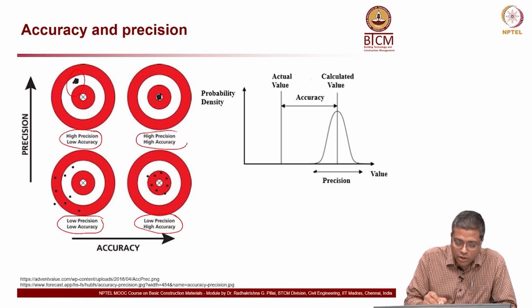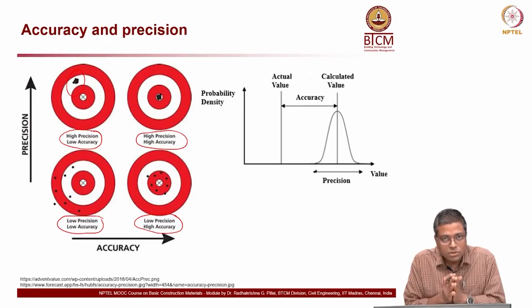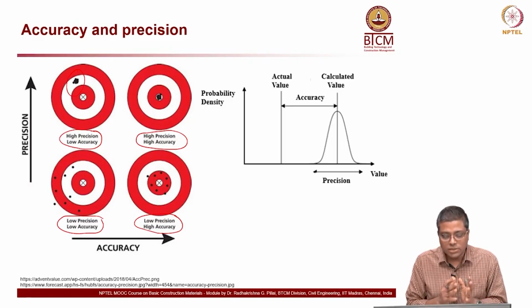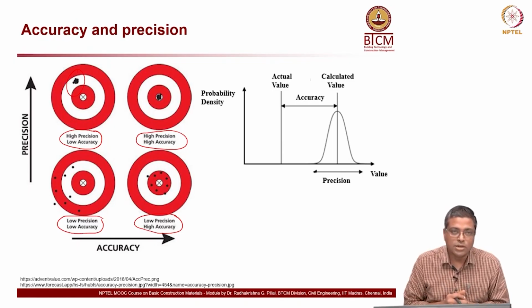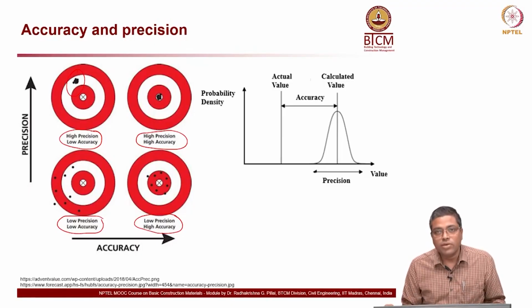Now, the fourth one, high precision and high accuracy: all the points are close to each other and also very close to the center point. So, these are 4 different cases. I think this is a very easy way of demonstrating the difference between accuracy and precision. Now, in a sketch, in a slightly different way, you can see the same thing.